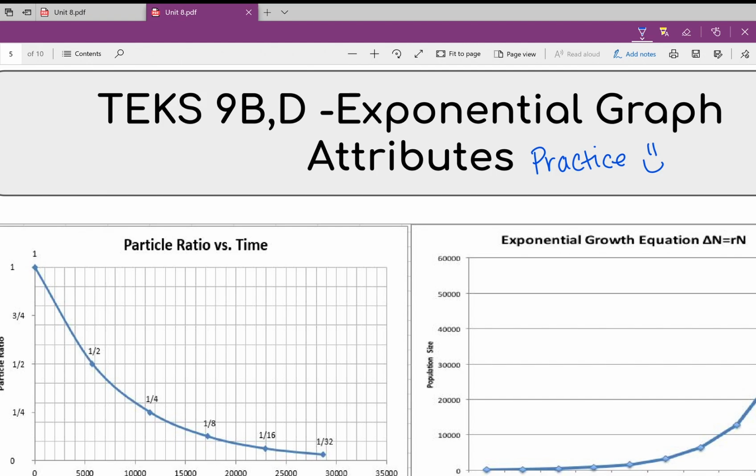TEKS 9B and 9D, exponential graphs and their attributes. So this is the practice to the notes that you did yesterday. What I'm going to do is number each of these for you. I'm going to tell you to work on number 1, and then after you work on it, I'm going to give you the answer, just like how the Ed puzzle worked yesterday.